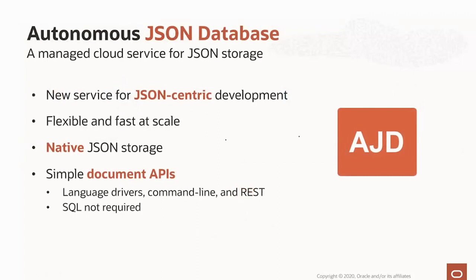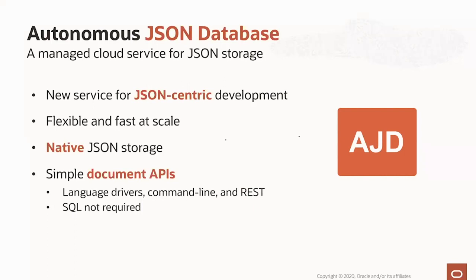So the autonomous database is the managed version of Oracle Database in the cloud. And today at this event, we're announcing a new version of the autonomous database that we're calling the Autonomous JSON Database, or AJD for short. So AJD is intended for building scalable, interactive applications and microservices that primarily need to store JSON data.